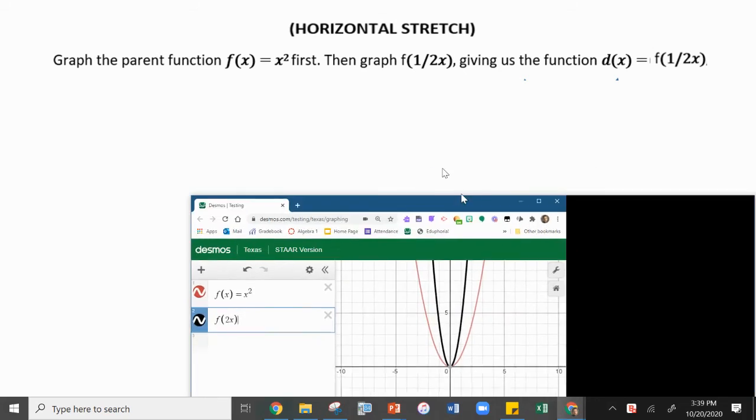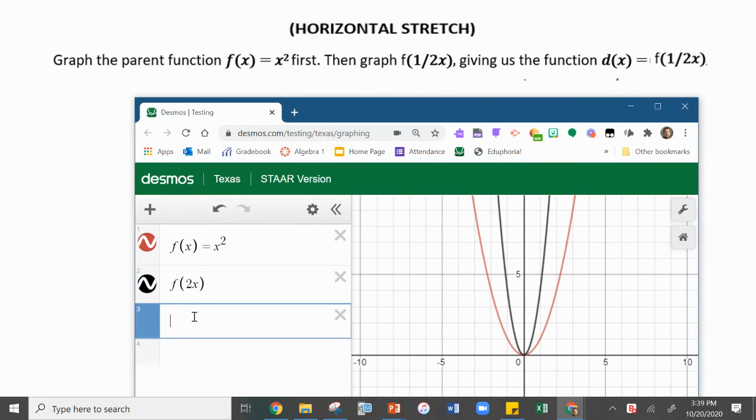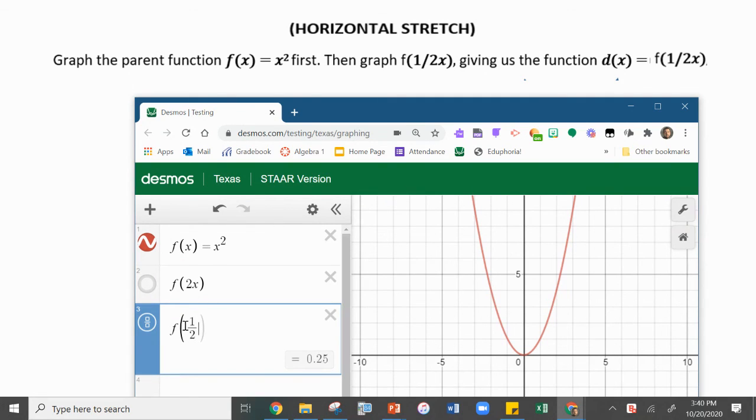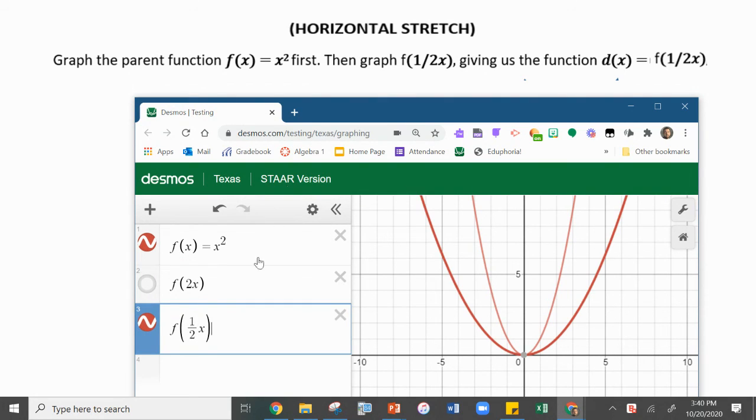All right, now let's go do the same thing. Instead of having a 2 there, I'm going to go down to the bottom. Let me turn this one off. I'm going to do f of 1/2 x. Okay, so we can see that one that they gave me right here. This is a horizontal stretch. Now remember, horizontal is the x-axis. So it's saying it's stretching it towards the x-axis.